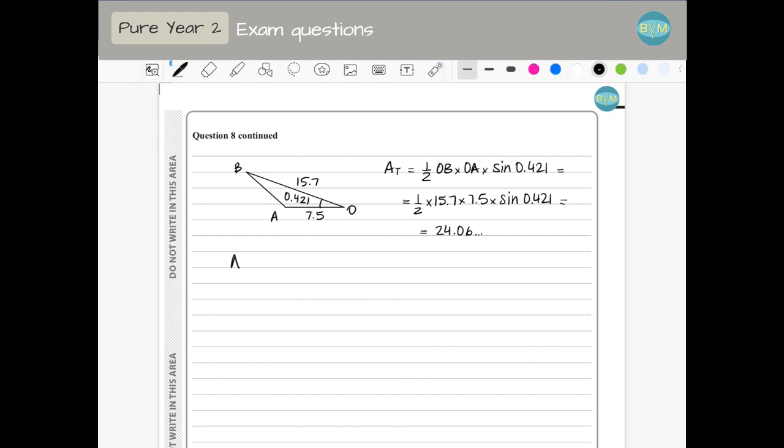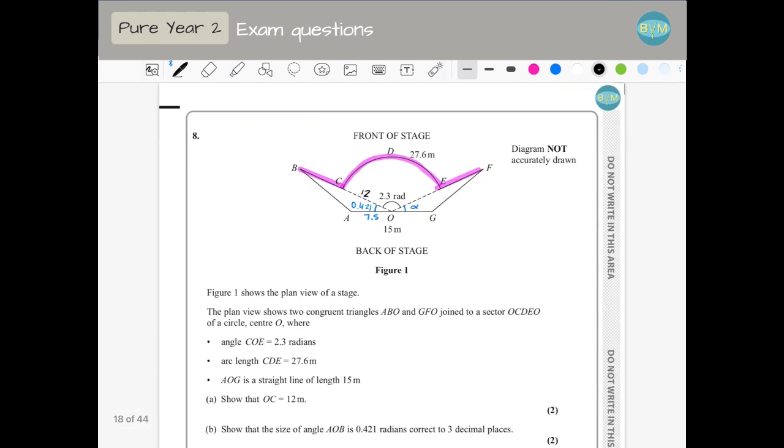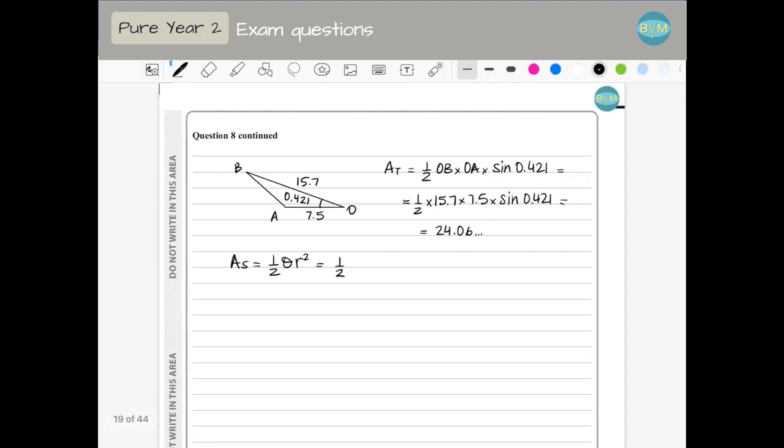So the total area, well, we are going to find the area of the sector because we don't have it. So the area of the sector is going to be 1/2 theta r squared. Remember when we have radians, so it's going to be 1/2. I'm finding the area of this sector here. So the angle is 2.3 and the radius is 12. So this area is 165.6 meters squared.